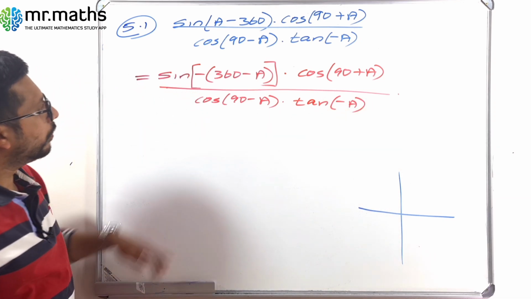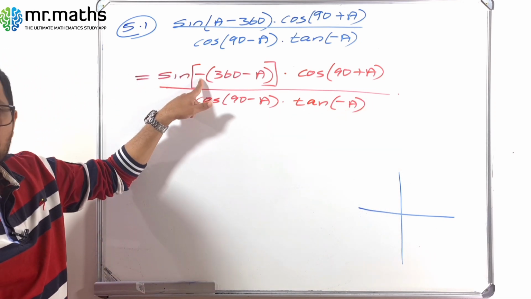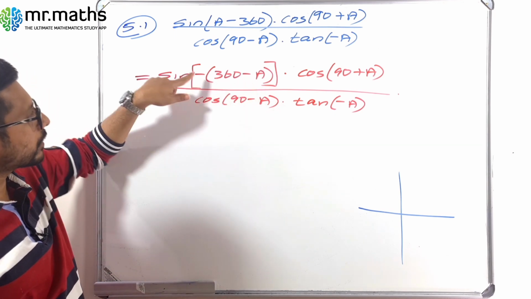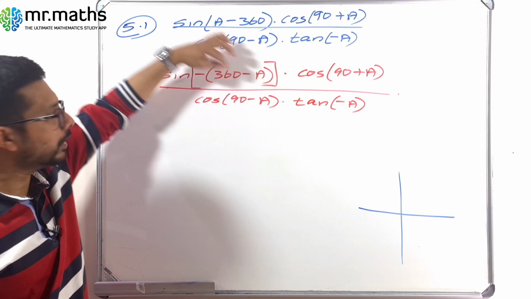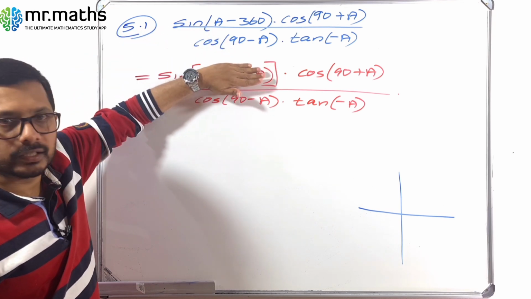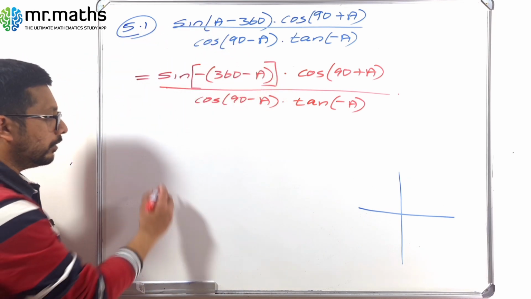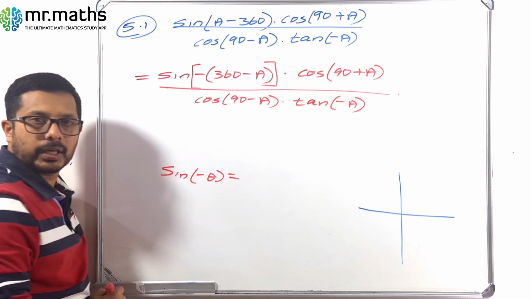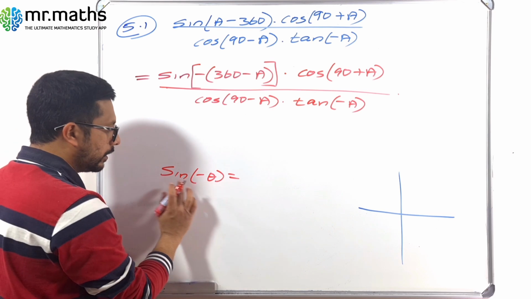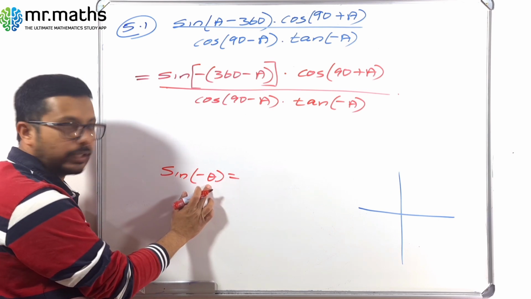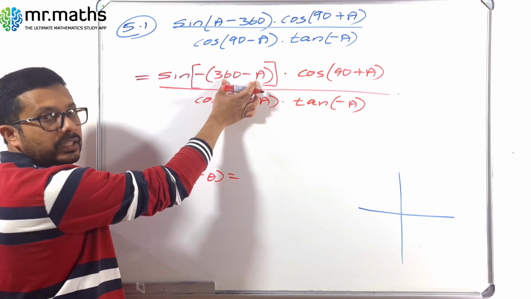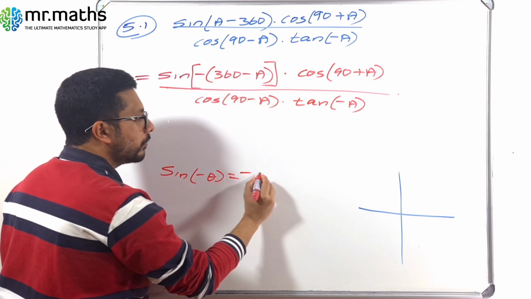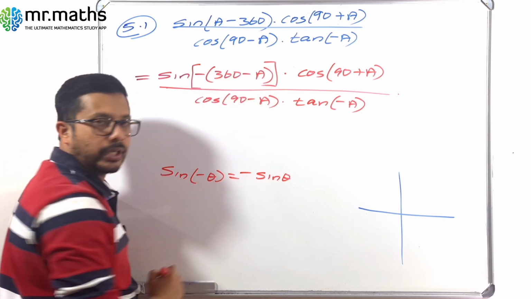Now look at this one. Sine of minus 360 minus a. Sine of minus an angle, what is the answer? In your class you studied sine of minus theta. How can you write this one? Sine of minus theta, sine of minus an angle. Instead of this theta, here it is 360 minus a. So you can write it as minus sine theta.